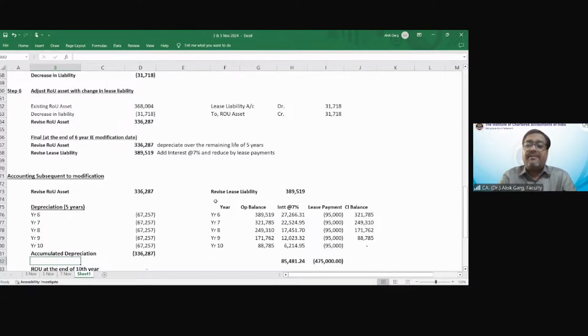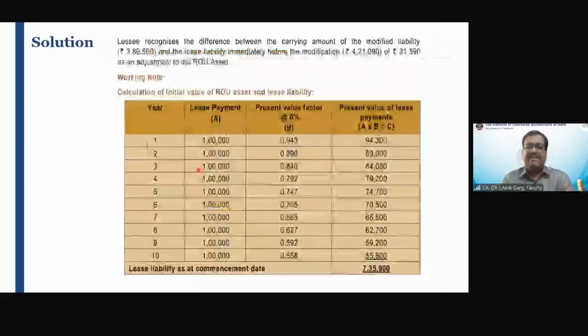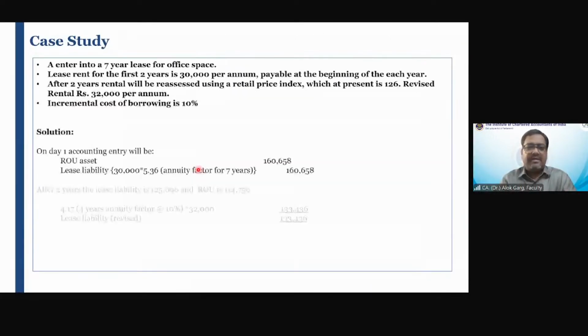The next concept is lessor accounting. Friends, now we are moving to the next concept. And before that, let me just give you a highlight of this. What is the highlight? So just a minute.